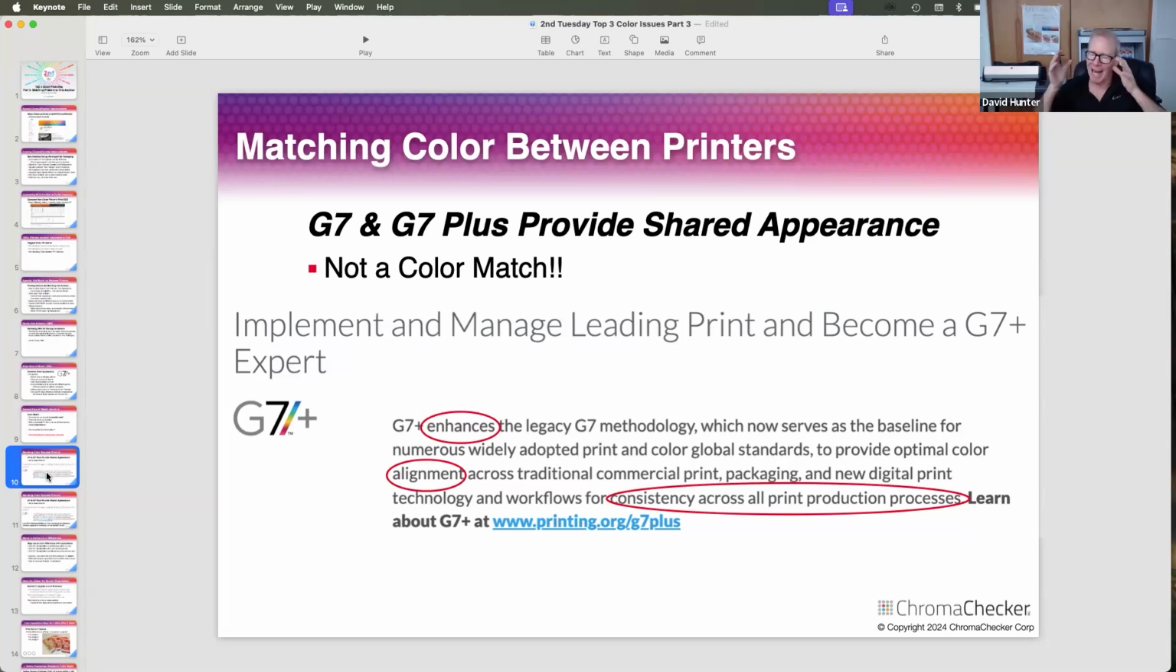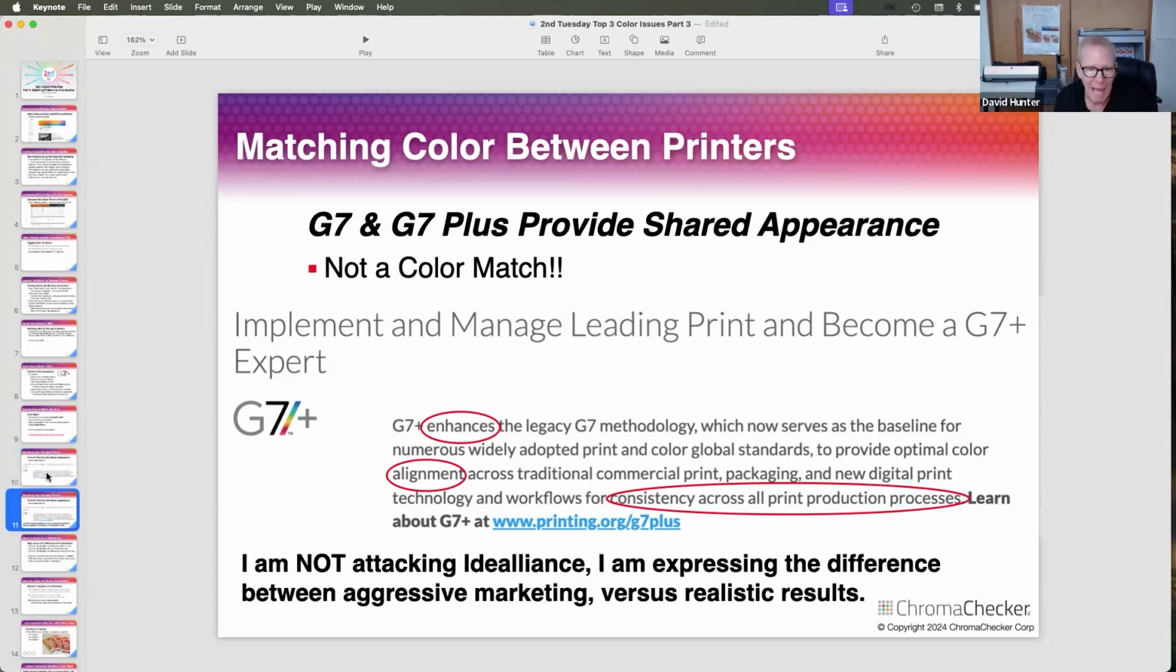This reaches a little more than what I think G7 does. It provides a shared visual appearance. It does not provide a match. It does not necessarily provide consistency. It provides a shared visual appearance. And I'm not attacking ID Alliance here. I'm expressing the difference between what I call aggressive marketing versus realistic results. And I've seen too many people, like with this print that I shared in the beginning, doing G7 and being disappointed that the color's not matching better. And I'm going to show you why and how you fix that.